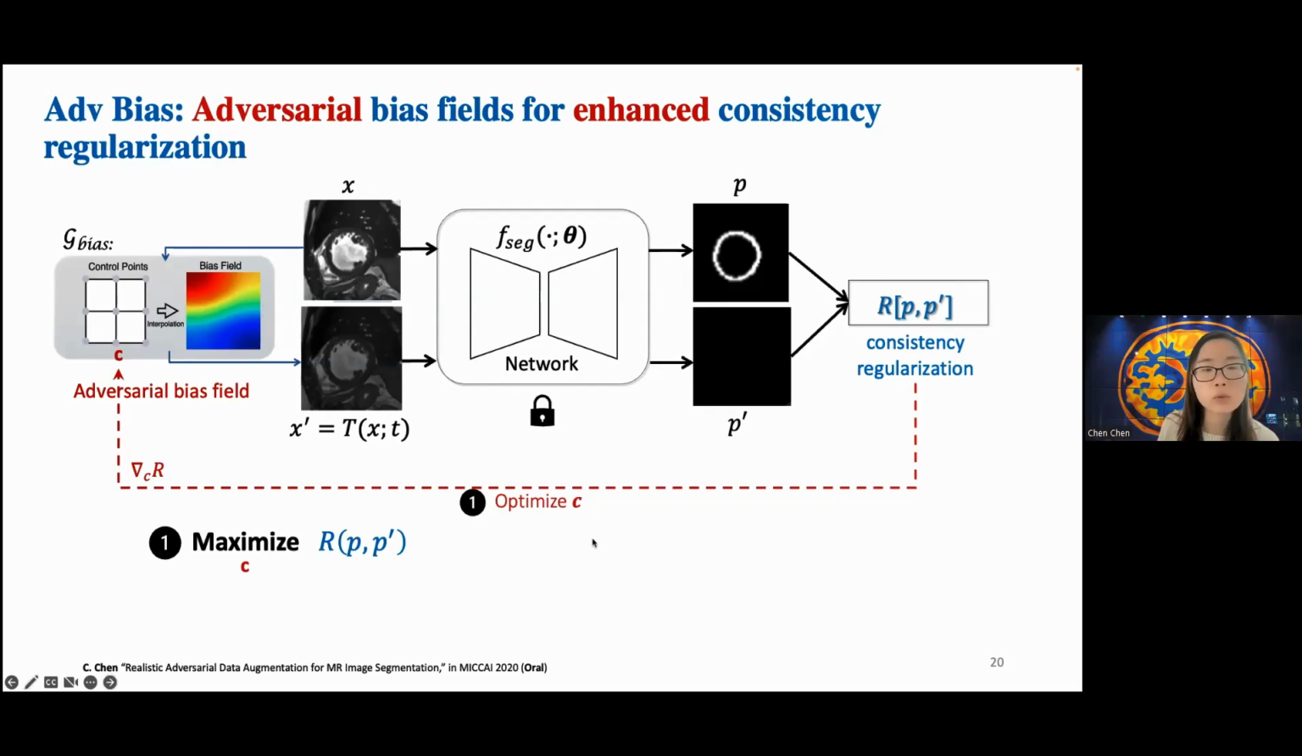And then we're trying to optimize the underlying values of these control points, with the hope that it can fool the network to basically mispredict the myocardium region, okay? So this is the first step.